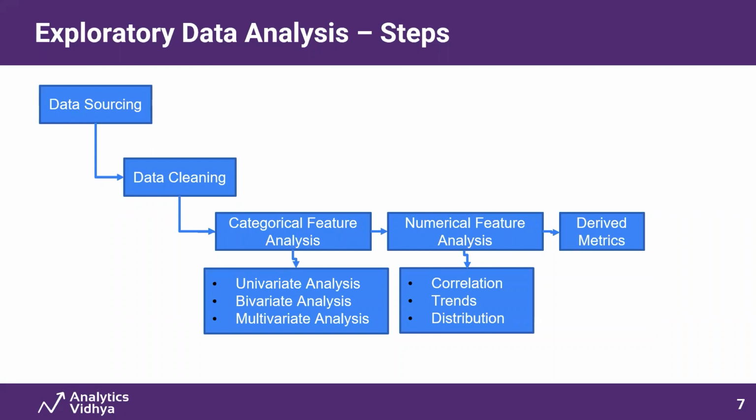Then we need to see what the categorical variables or data points in our categorical feature analysis are, basically in our data set. Then what are the numerical features? Sometimes it may happen that categorical data is represented in a numerical way, but it is actually not numerical data.